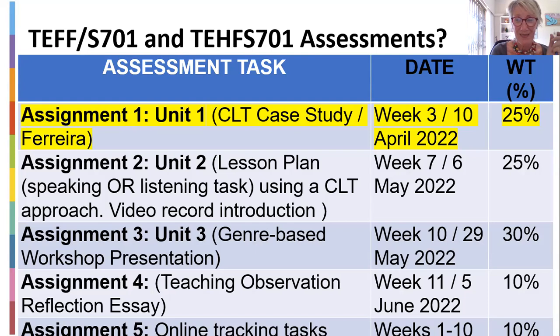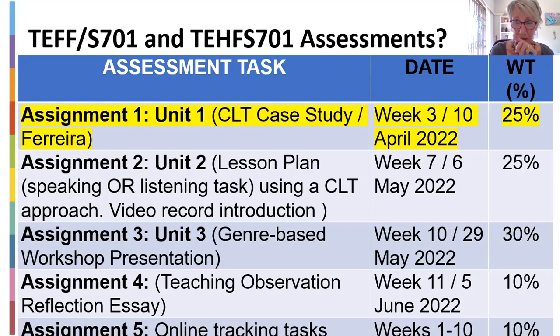Okay. And then you can see the first assessment is out of 25%. Assignment 2 is also out of 25%. The biggest assignment is going to be a presentation on genre, which is the reading section, unit 3, which is 30%. That is 80% of your mark.